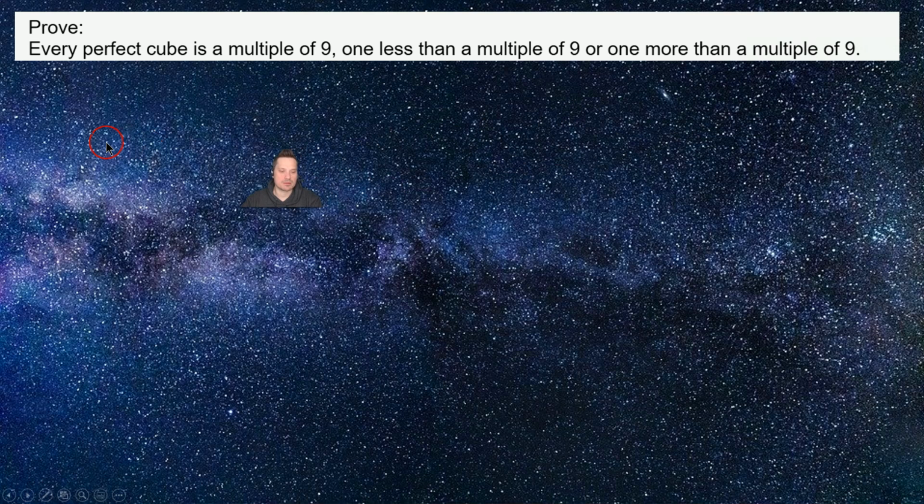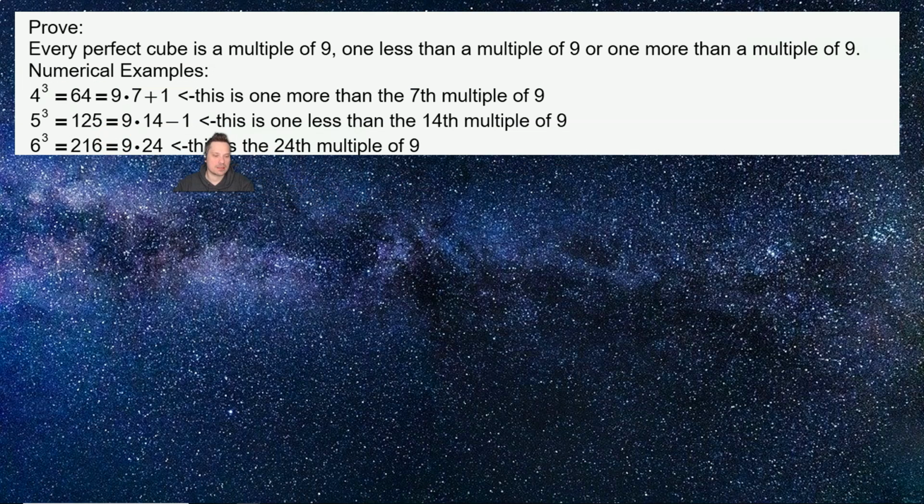First, let's just do some scratch work to understand what this is saying. Take a look at these examples. 4 cubed is definitely a cube. That's 64, but notice that 64 can be written as 9 times 7 plus 1. So this is one more than a 7th multiple of 9. Look at 5 cubed, that's 125. 125 is the same as 9 times 14 minus 1. This is like saying that we are one less than the 14th multiple of 9. Look at 6 cubed, that's 216, which is 9 times 24. This is the 24th multiple of 9.